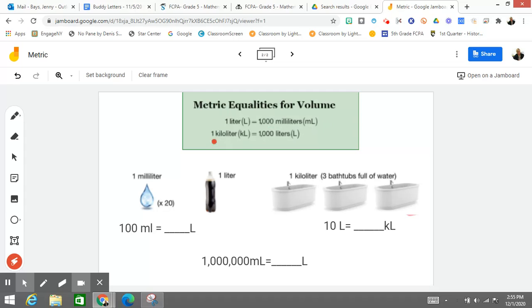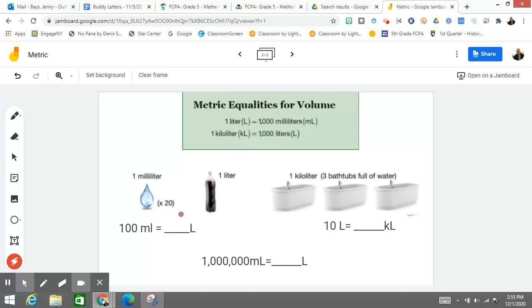It's all the same. We also learned that 1 kilogram is the same as 1,000 grams, and 1 kilometer is the same as 1,000 meters. 1 kiloliter is the same as 1,000 liters. Look at your examples here.